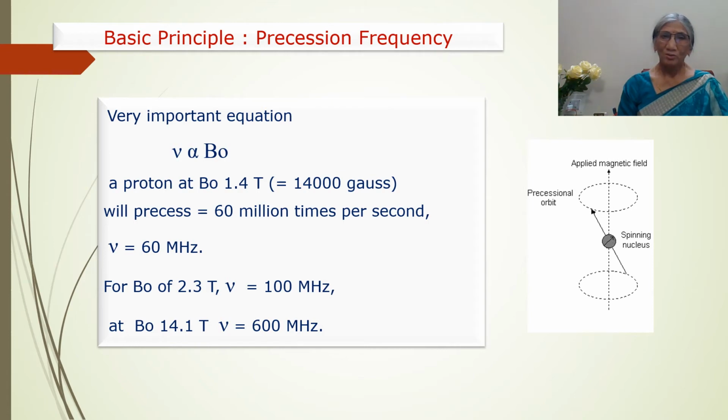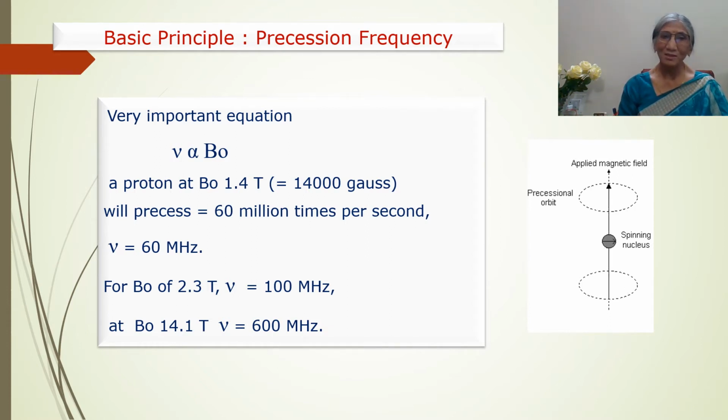So a proton which is placed under the influence of 1.4 Tesla external magnetic field strength will precess 60 million times per second. That is, a nucleus which is placed under the influence of an external magnetic field of 1.4 Tesla will have a precessional frequency of 60 megahertz.